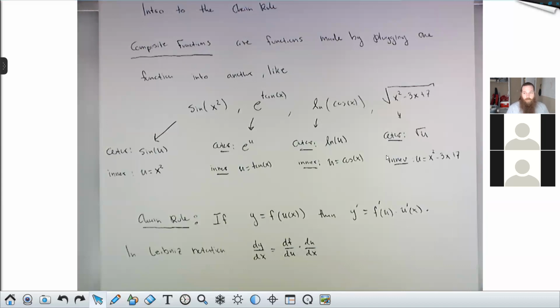I'll be showing you guys how to do this. We'll go through a basic proof. The proof is not horribly complicated, but it is a little bit of work. And then I'll show you how to cook up the derivatives of all of these things.